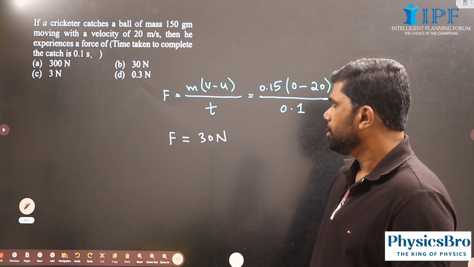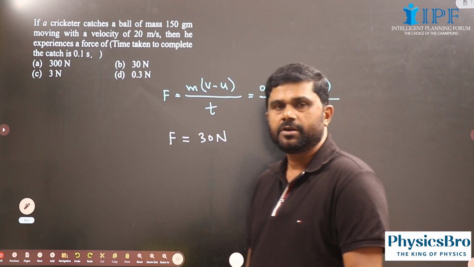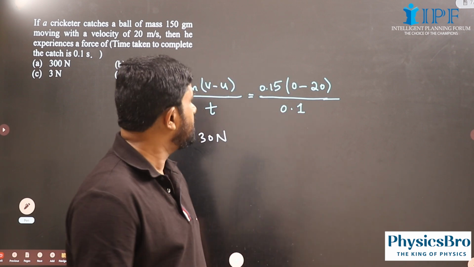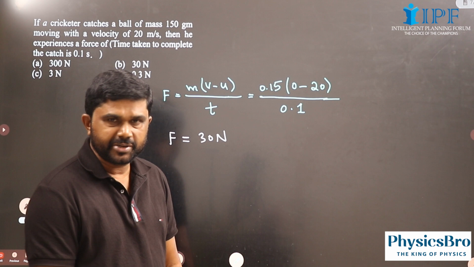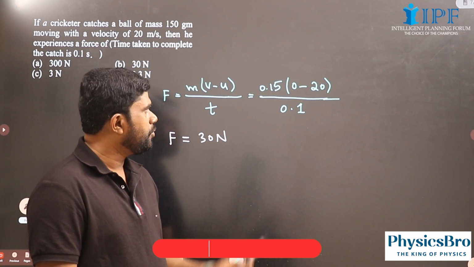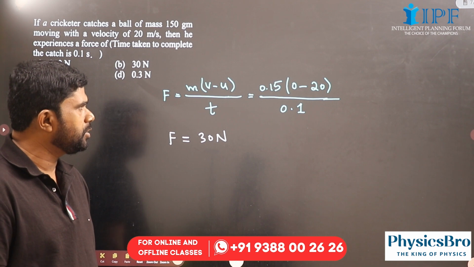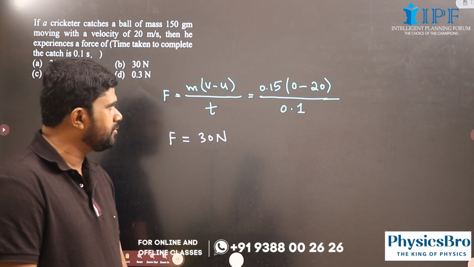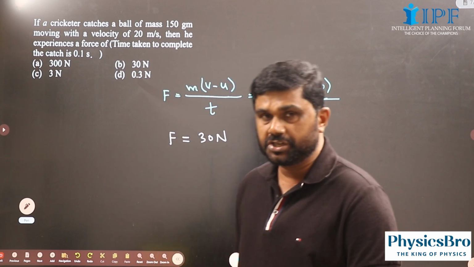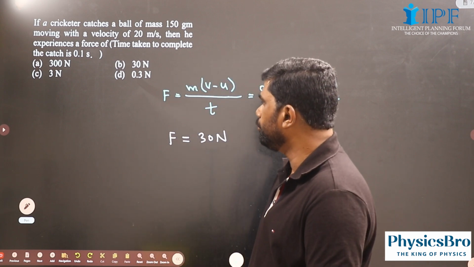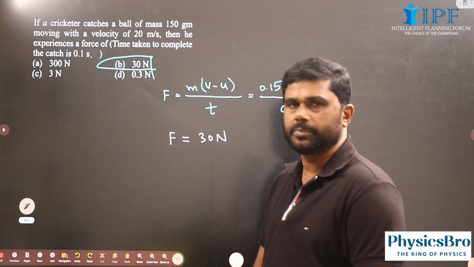Okay, so the force is mass times change in velocity divided by time. Final velocity is 0 and initial velocity is given as 20 meter per second, which means it is 72 kilometer per hour. Okay, so 150 gram can be expressed as 0.15 kilogram into 20 over 0.1. That is 1.5 into 20, or 2 into 15, that is 30 Newton. So the option must be B.